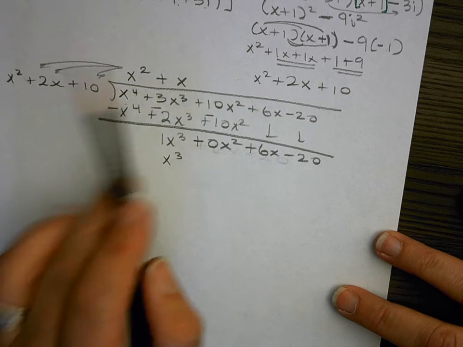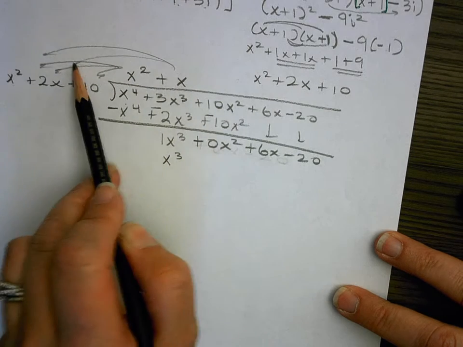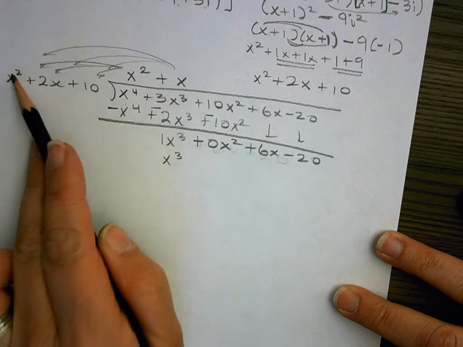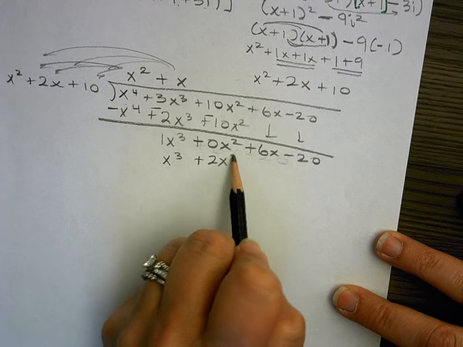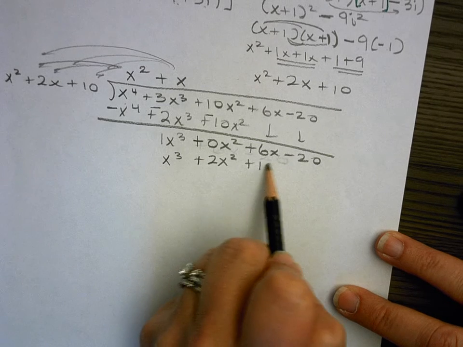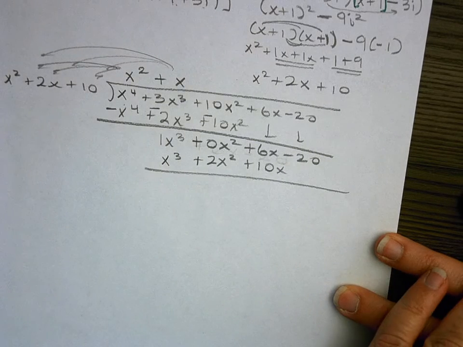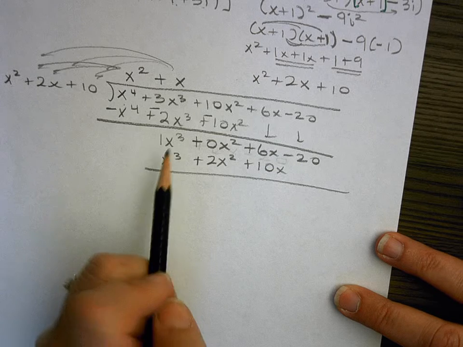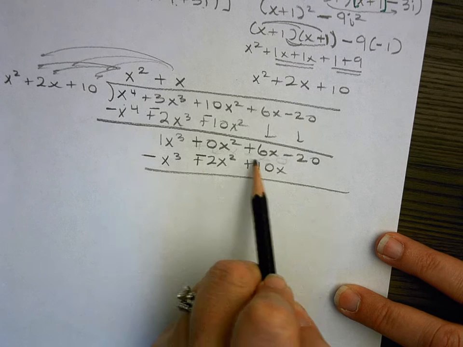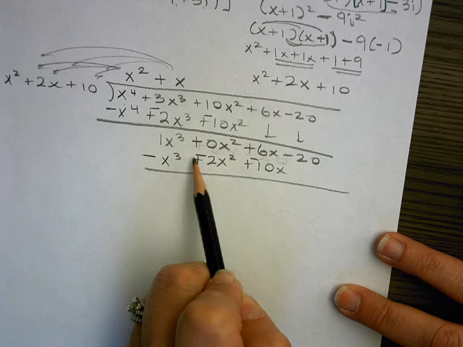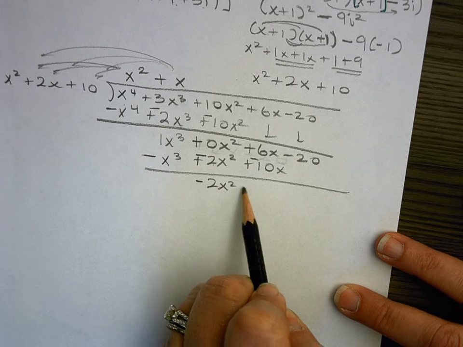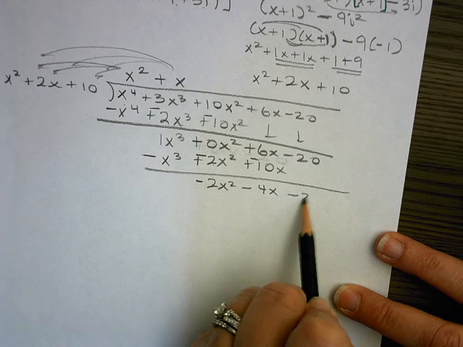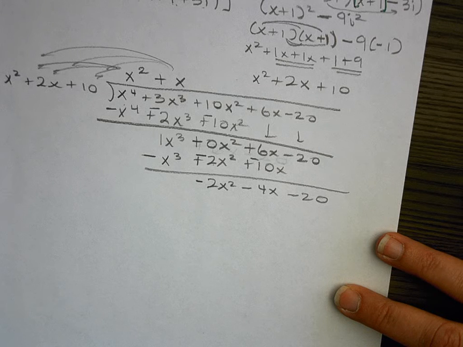All right, so now I'm going to go ahead and multiply everything through by x. So I would get x to the 3rd, and then 2x squared, and then 10x. Now we're going. Okay. So now again, I want to subtract all the way through. So subtract, subtract, subtract. So 0 minus 2 would be negative 2, and then 6x minus 10x, and then carry down that negative 20. And one more time here.